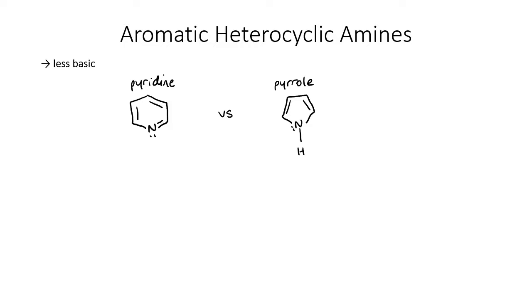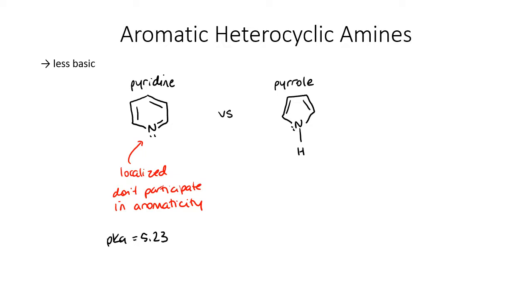Now for pyridine, these lone pairs are localized. They are not necessary for aromaticity because the molecule already has 6 pi electrons. So even though these lone pairs are sitting here on the nitrogen, they're not a part of the aromaticity of the ring. So the iminium ion for pyridine has a pKa of around 5.23.